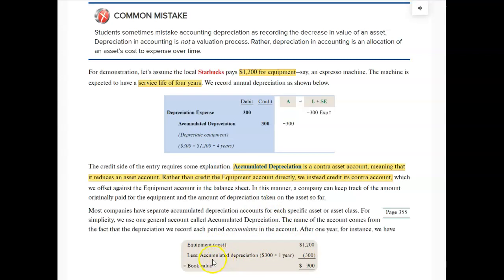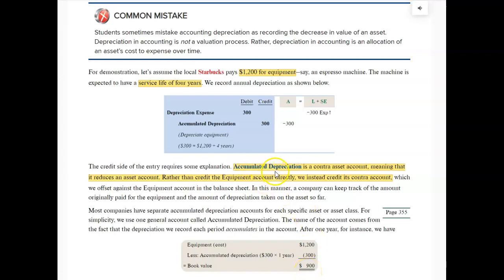If at the end of the year we've recorded 1 year depreciation expense, we've placed $300 into an accumulated depreciation account, we subtract, and so the equipment now has a book value of $900. Book value is simply this: original cost less accumulated depreciation. And that's all the cumulative depreciation you've taken to date on that equipment. So here, book value after the first year is $900.